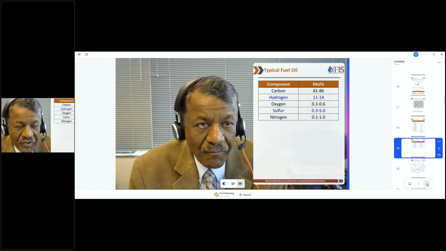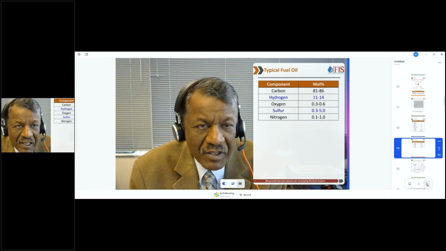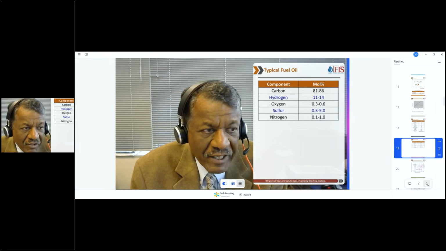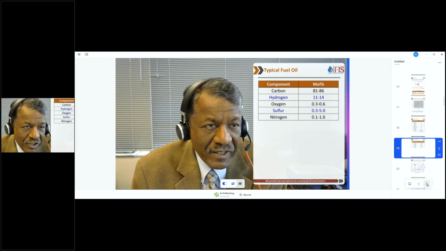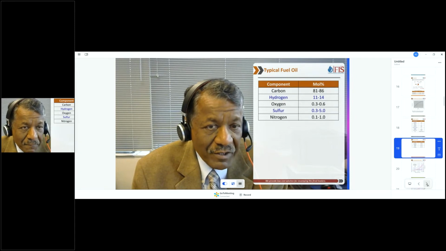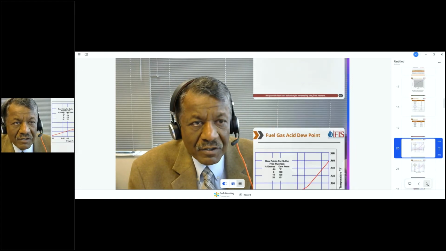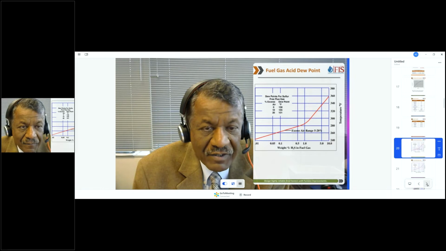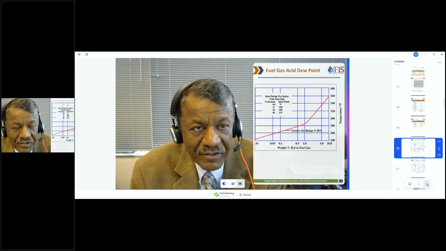Fuel oil, generally instead of giving chemical compounds, we give the elemental analysis, and it has carbon approximately around 81 to 86%, hydrogen 11 to 14, oxygen, sulfur, nitrogen. And as I said, sulfur could be anywhere between 3 to 5%. So why do we keep on talking about sulfur? Because sulfur is the villain. Sulfur is the one which prevents us from getting higher efficiencies.